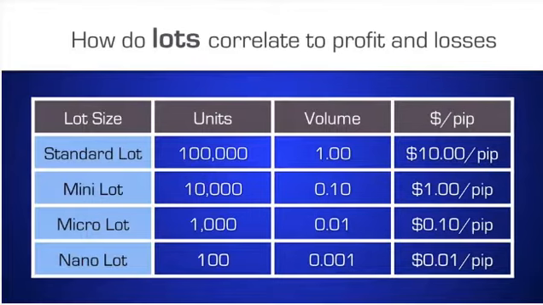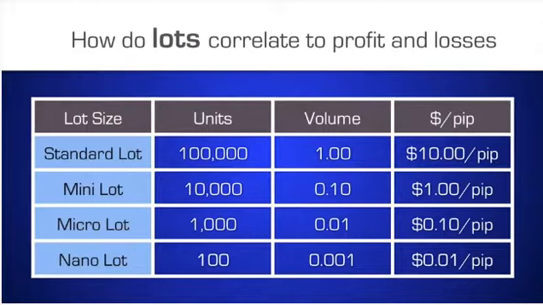Looking at this screen, you can see how lot sizes can correlate to the profits and losses. A lot of people get very excited about standard lots because at $100,000, you're now able to make around $10 per pip. At a mini lot, you're able to make about $1 per pip. At a micro lot, about 10 cents per pip. And at a nano lot, about 1 cent per pip. Most standard size accounts will only let you trade between a standard lot and a micro lot. You would have to get a special account in order to trade nano lots. Those are pretty much trading pennies. You're actually making pennies off of a pip versus 10 cents per pip.